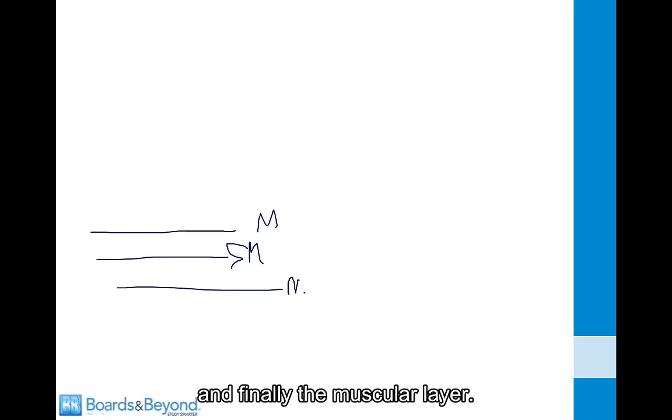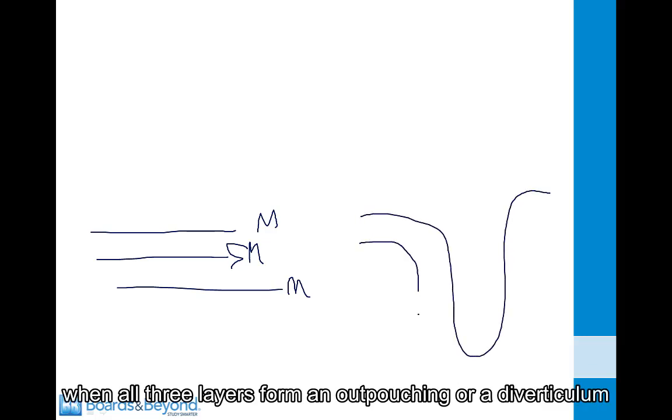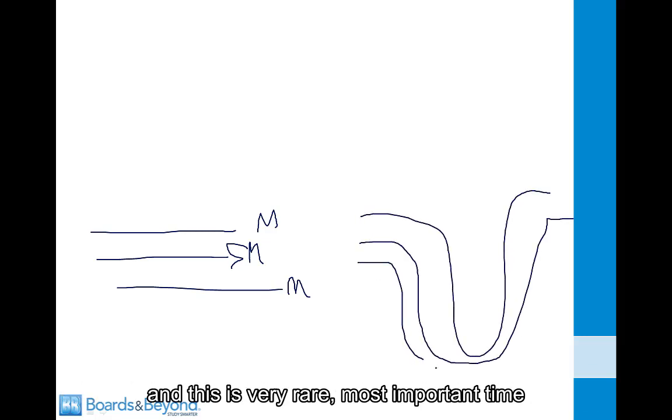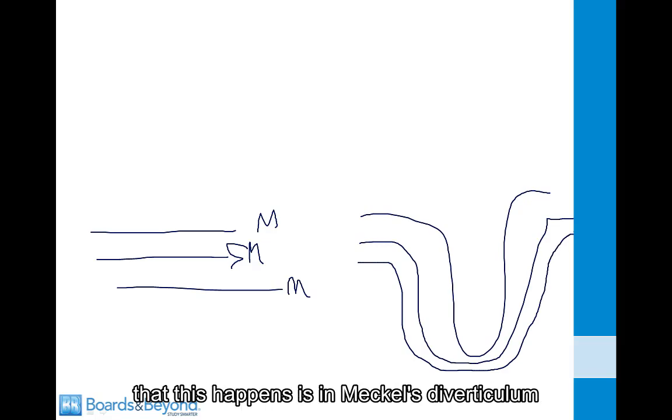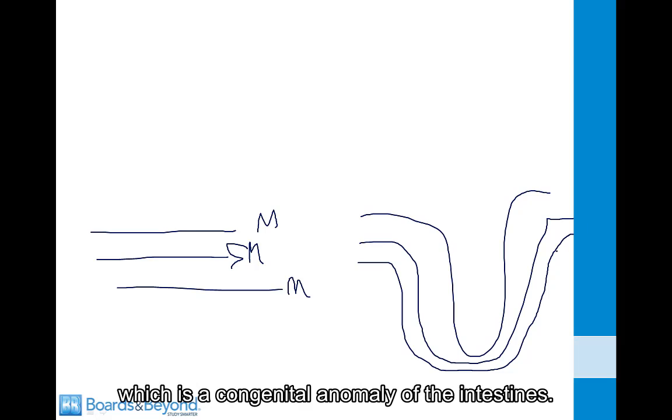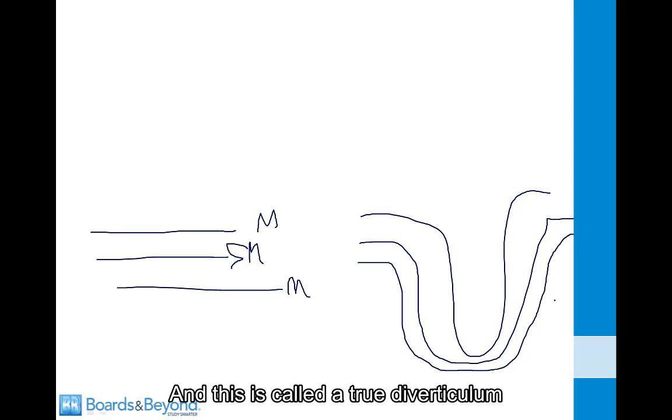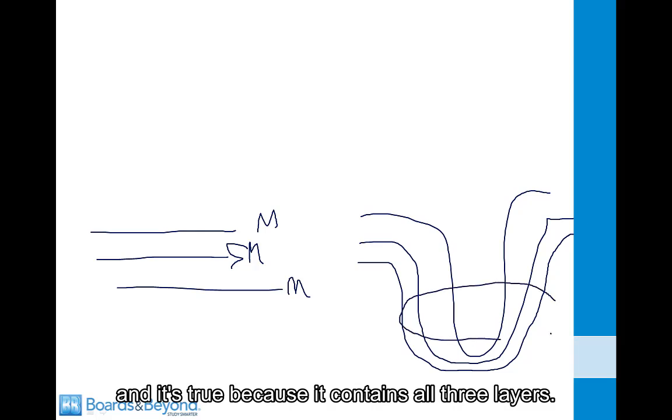Recall that there are 3 layers to the lining of the GI tract: the mucosa, the submucosa, and finally the muscular layer. A true diverticulum is when all 3 layers form an outpouching or a diverticulum, and this is very rare. The most important time that this happens is in Meckel's diverticulum, which is a congenital anomaly of the intestines. And this is called a true diverticulum, and it's true because it contains all 3 layers.